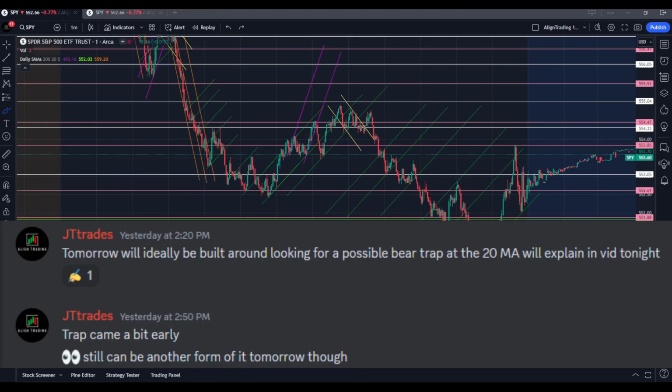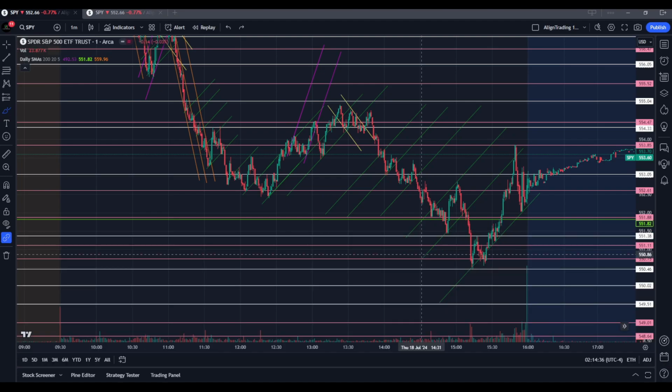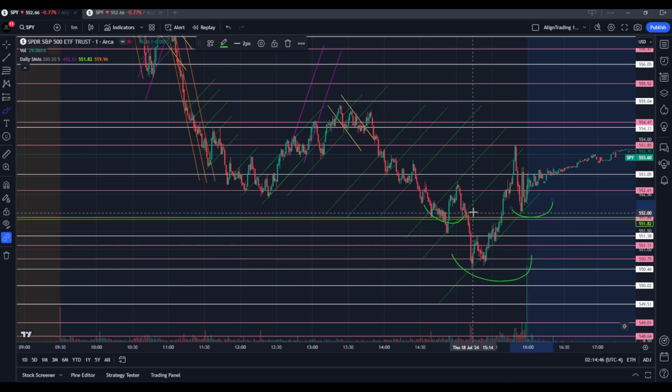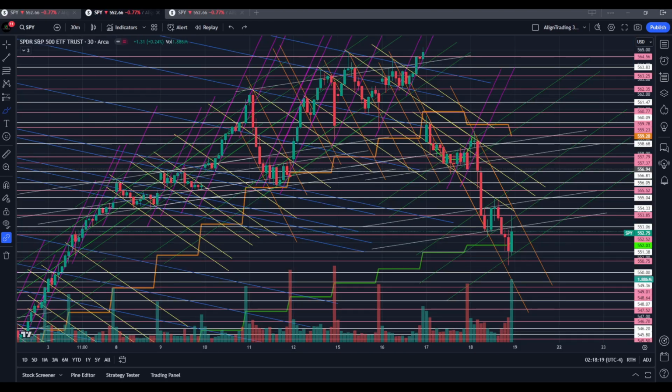Towards the end of the day, I explained I'd be looking for a possible bear trap at the 20 MA, and you can see that it happened a bit early, and I'll also explain how it can happen for tomorrow. But you see right there this inverse head and shoulder off of that 20-day moving average, but we ran out of time here at the end of the day. So more on that 20-day moving average right here.